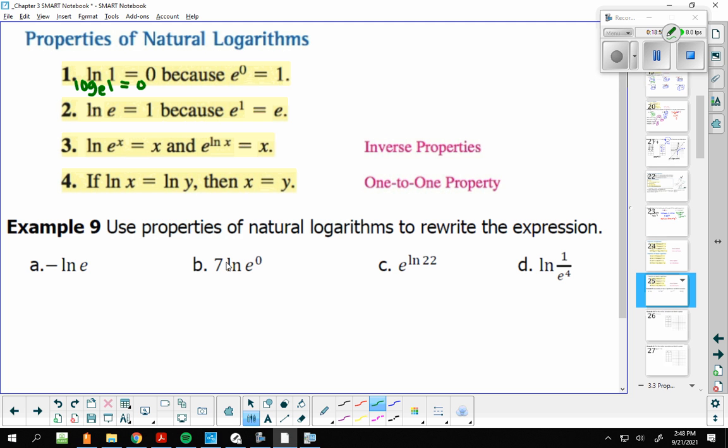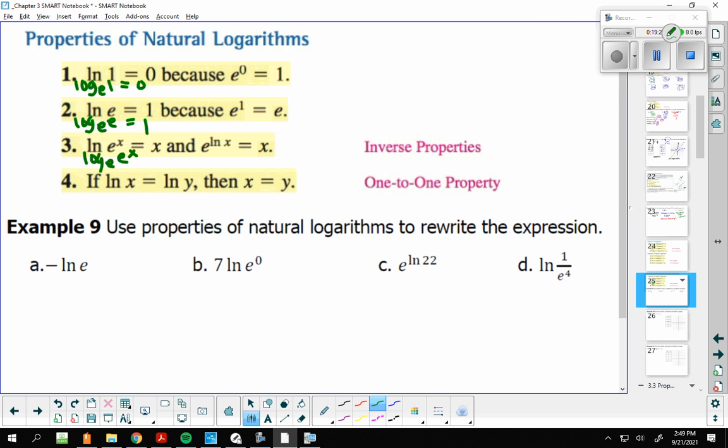Okay, ln of e is 1. Again, really, this is just log base e of e. Right? So we're just saying e to what power is e? And that's why that's 1, because it's the first power. Right? E to the first power is e. Again, this would be log base e of e to the x. So we're just saying e to what power is e to the x? And that's the x power. Right? So that's why that equals x.